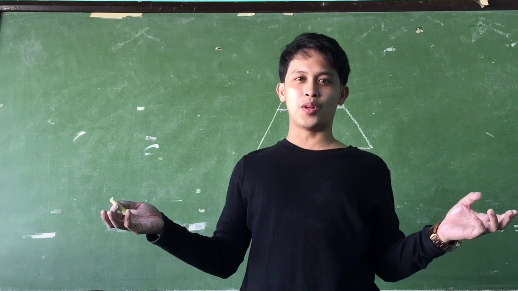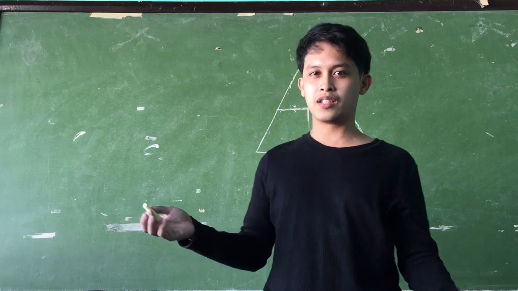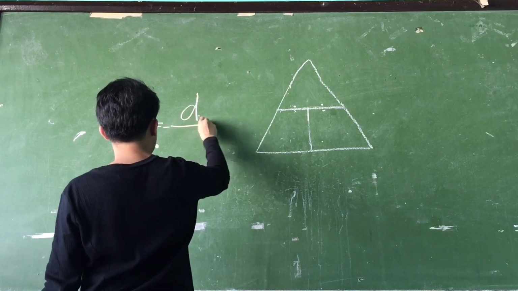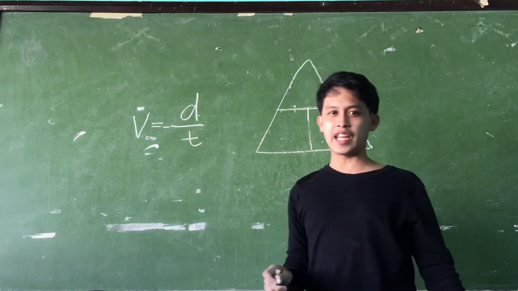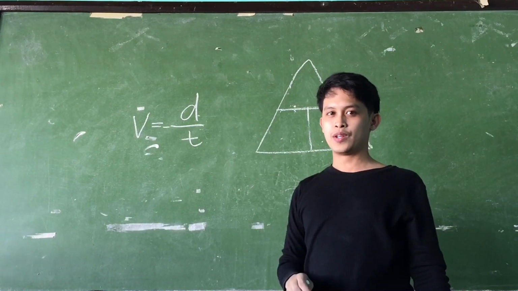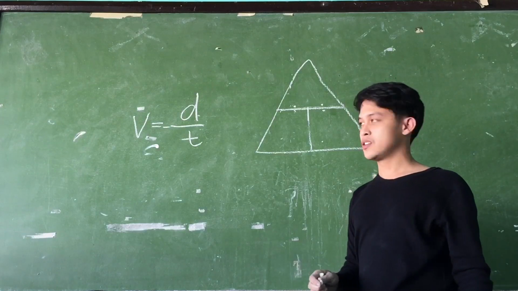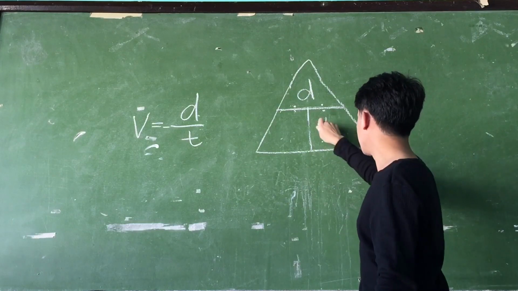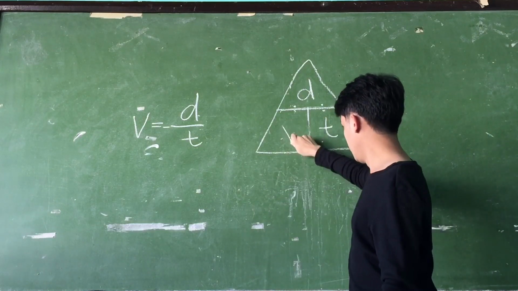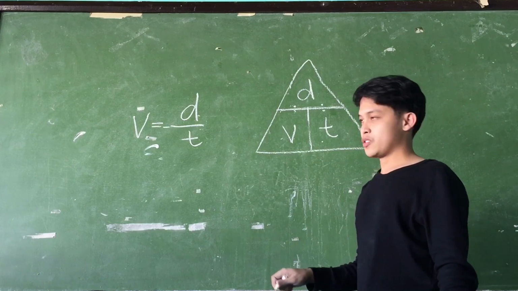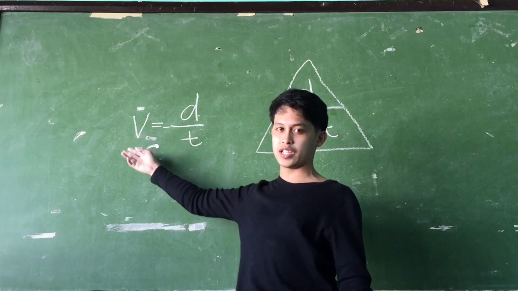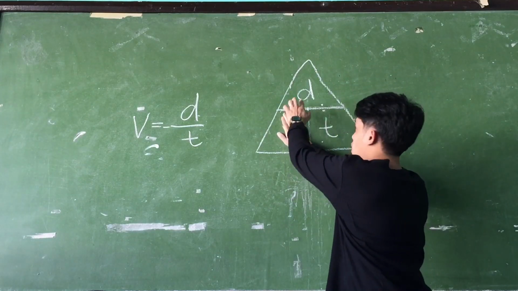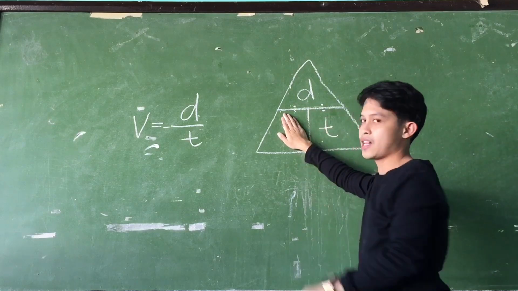Let's have another example, the equation of velocity. Velocity is distance over time. So using the triangle, distance should be at the top and time should be at the bottom. And then we put velocity here. So in order for us to know the equation of velocity, we just cover velocity. Velocity is equal to distance divided by time.